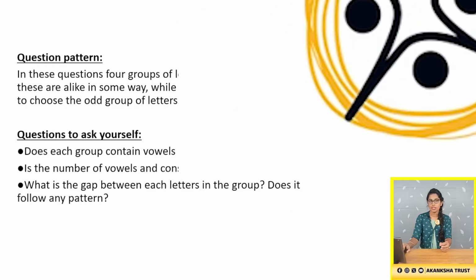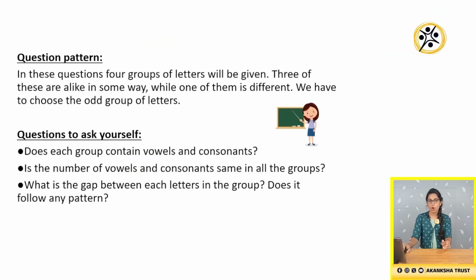Today's topic is odd one group of letters. In the given 4 options, there will be a group of letters and there will be some kind of relation between each letter, and you have to find which one is odd or which one is not following the relation.